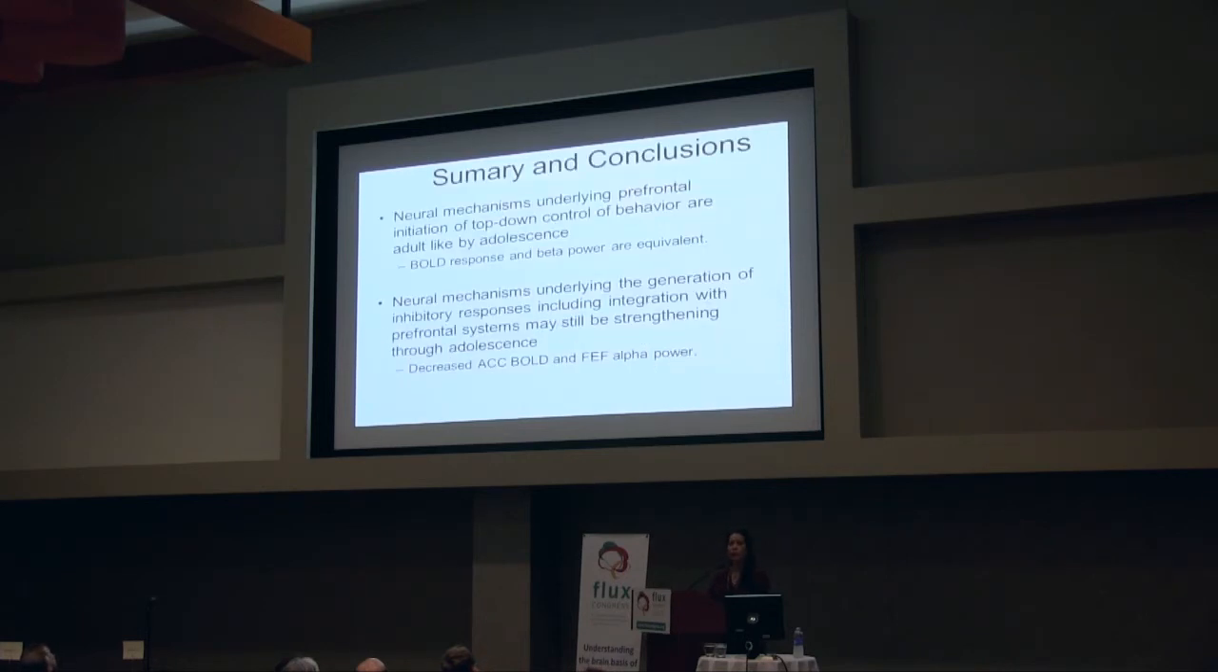So in summary, neural mechanisms underlying prefrontal initiation of top-down control of behavior are adult-like by adolescence. I can't stress that enough. And the neural mechanisms underlying the generation of inhibitory responses, including integration with prefrontal systems, are the ones that might still be strengthening through adolescence.